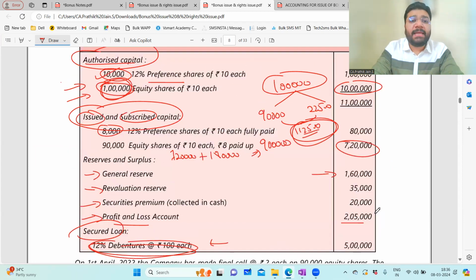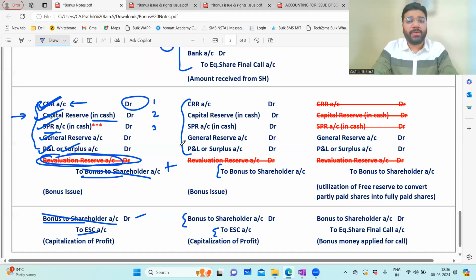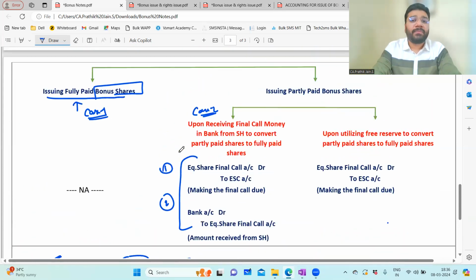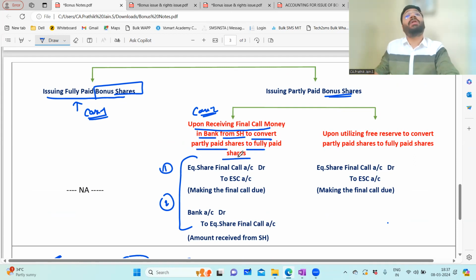So this is the second category of question, people. What is the second category of question? In this category, they are going to issue the bonus share, but initially the equity shares are partly paid. So what are we supposed to do? First, we have to make the final call due. Upon receiving the final call money in the bank from the shareholder, convert the partly paid to fully paid and then issue the bonus share. So this is case 2 that we have dealt with.